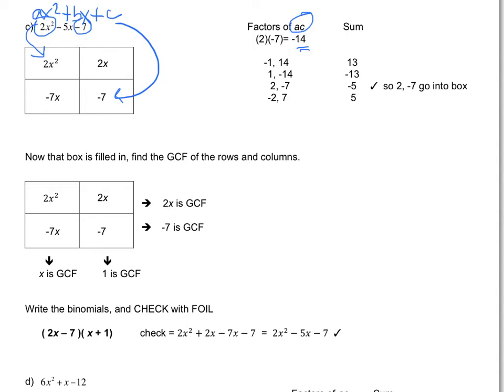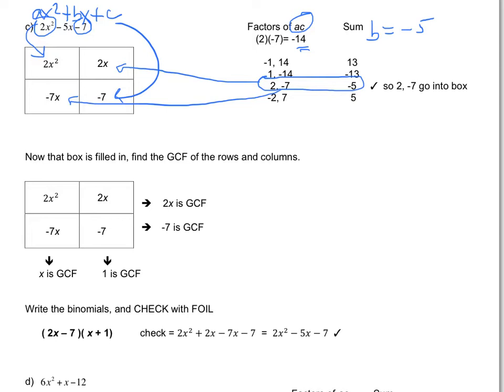Then what we want to do is find the sum, and in this case, the sum needs to be a negative 5, because the b value is a negative 5. So when I look through all the different combinations that I had, this one right here is the one that worked. 2 plus a negative 7 multiplied together gives me my AC product, added together gets me my B sum. So then this is where the 2x and the negative 7x come into play.